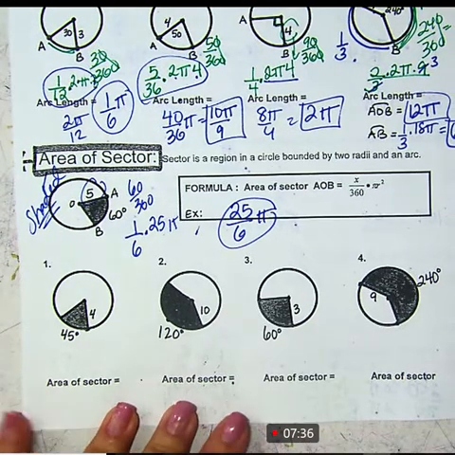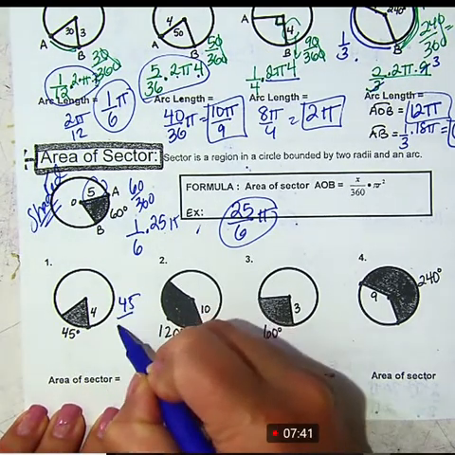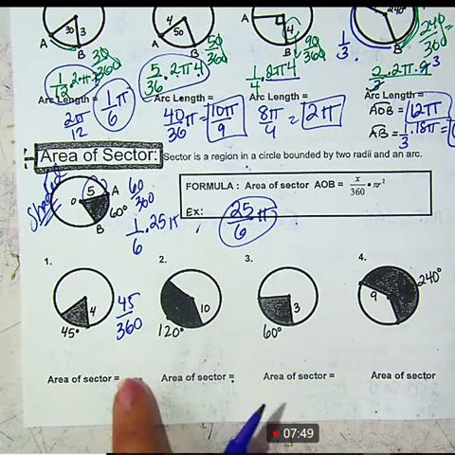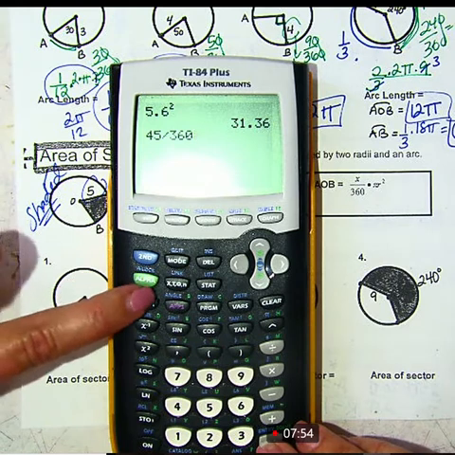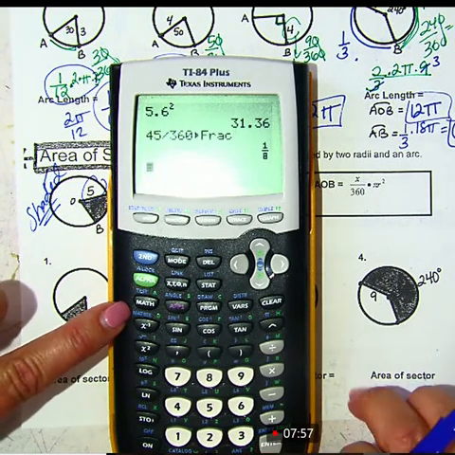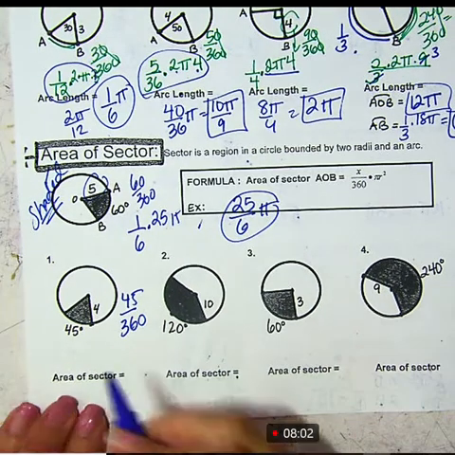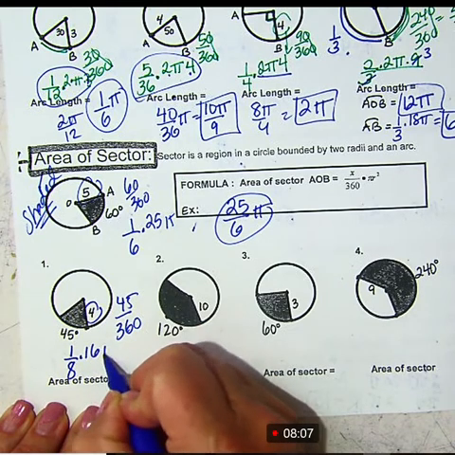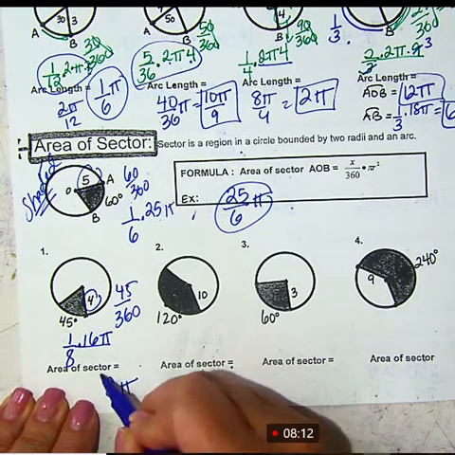Okay, you can leave it in decimal form or fraction form, it doesn't matter. This 45 divided by 360 is 1/8. You can always use your calculator if you're not sure how to reduce that. You can take your calculator and go 45 divided by 360, math, enter, enter, and it reduces the fraction for you, right? Remember how to do that? So I get 1/8. So this one is 1/8, and then 4 squared is 16 pi. So 16 divided by 8 gives me 2 pi.